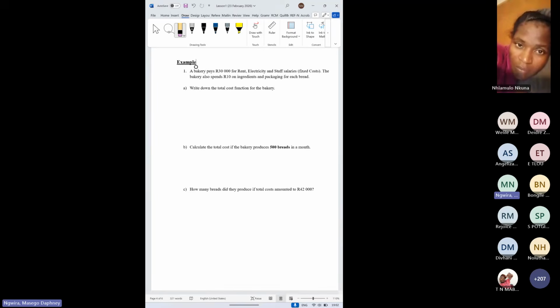So we have an example here. It says a bakery pays 30,000 for rent, electricity, and staff salary. So these are the fixed costs. They're not going to change. So it means that my fixed cost is 30,000, and then they're saying the baker spends 10 rand on packaging for each bread. Here we're talking about a bakery that makes bread. So to produce one bread, we're going to need 10 rand. And the fixed cost we have is 30,000.